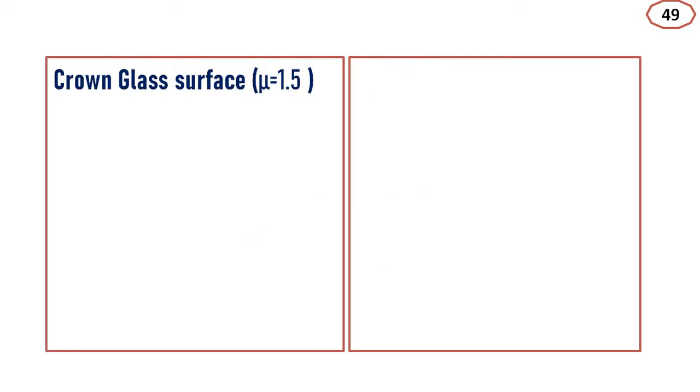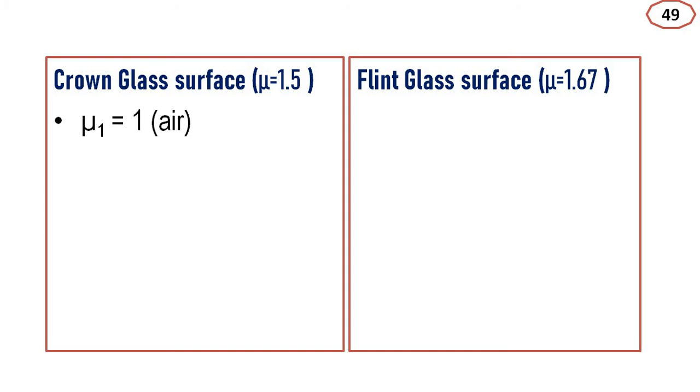There are two types of glass surfaces. One is ground glass surface, another is flint glass surface. Ground glass has a refractive index 1.5 and the flint glass has a refractive index 1.67. Now, consider the first case, ground glass. Refractive index of the first medium is mu1. We can take air as the first medium, so mu1 equal to 1. Mu2 for ground glass is 1.5.